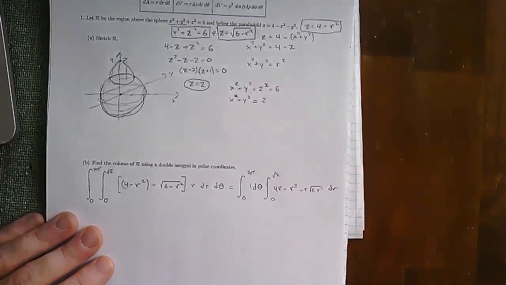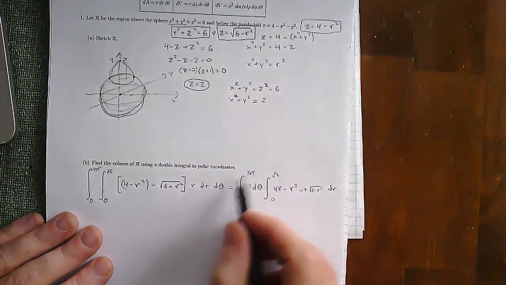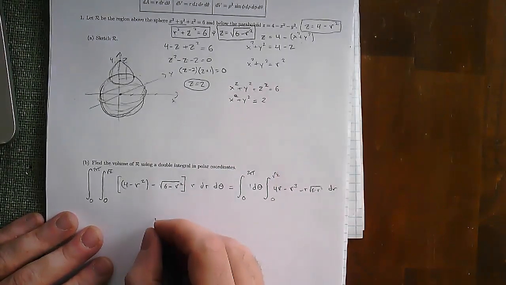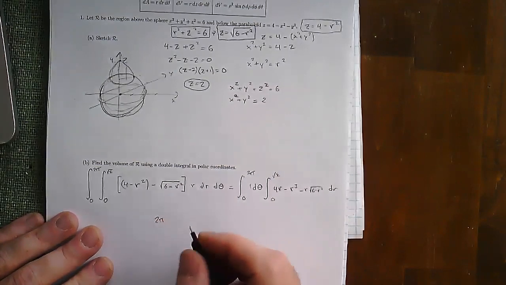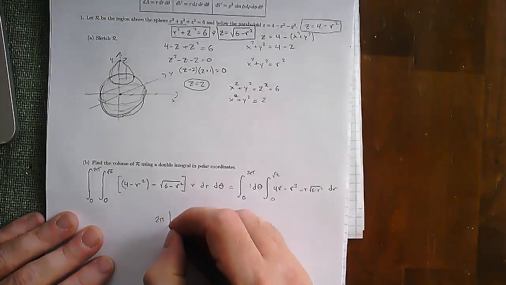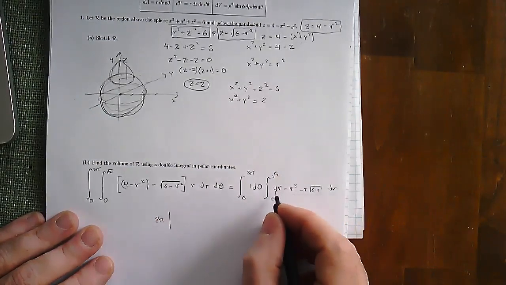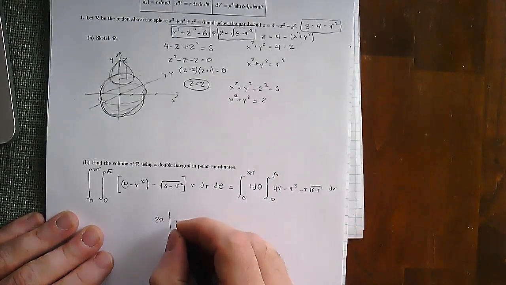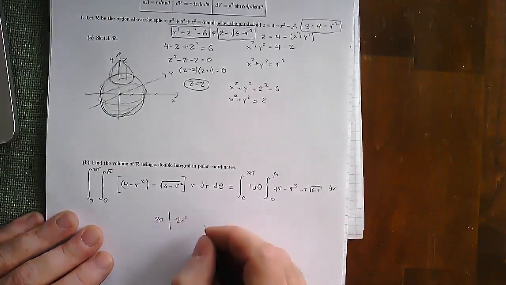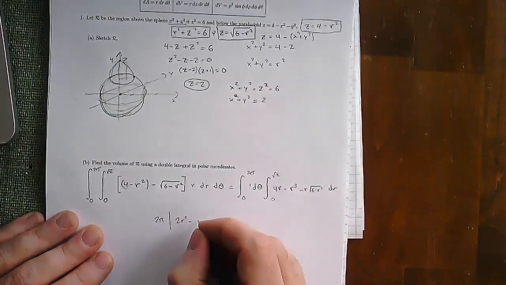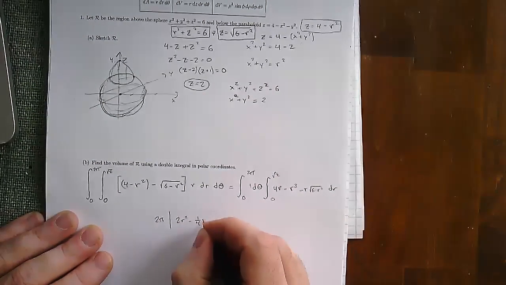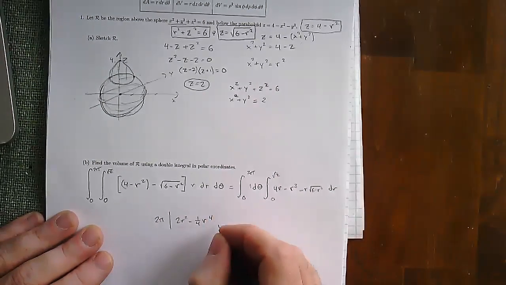Okay, so I'll do two things in this next step. I'm going to evaluate this theta integral. So that'll just be 2 pi out in front. And then we're going to evaluate the endpoints of the antiderivative here. So let's see. We'll go term by term. Antiderivative of 4r is 2r squared. R cubed will be 1/4 r to the 4th.